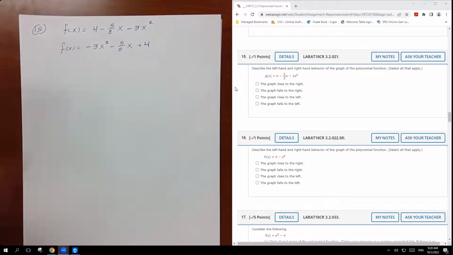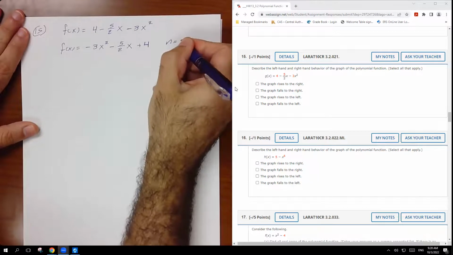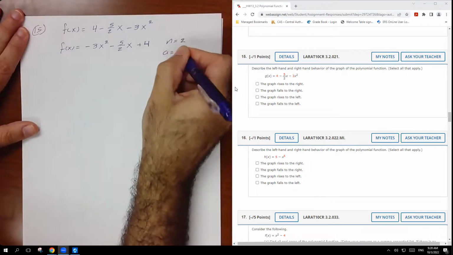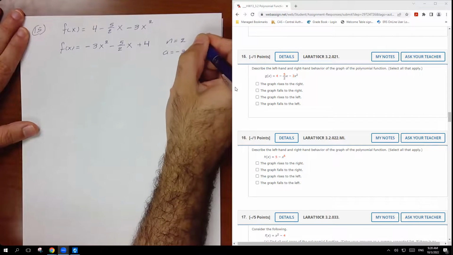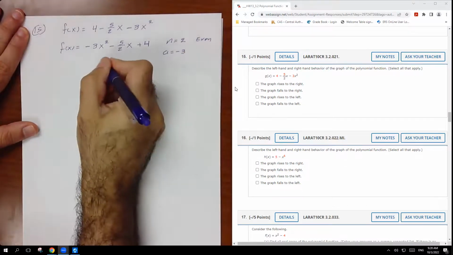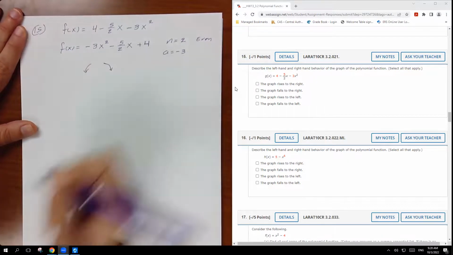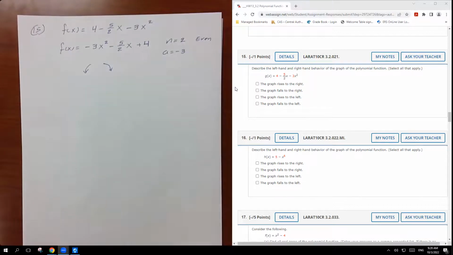So I'm going to look at this one now. n is 2. a is negative 3. 2 is even. That means the end behavior from this side is down and from the left is down. So we're going to choose the graph that falls to the right and falls to the left. Okay, so that's the difference with example 15.